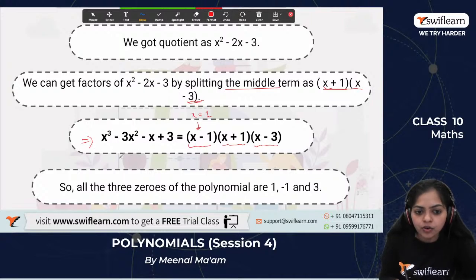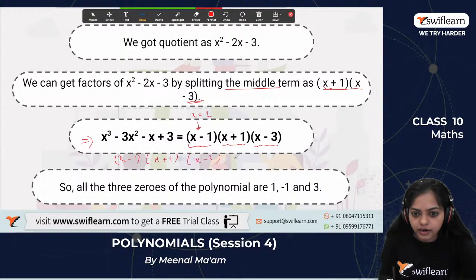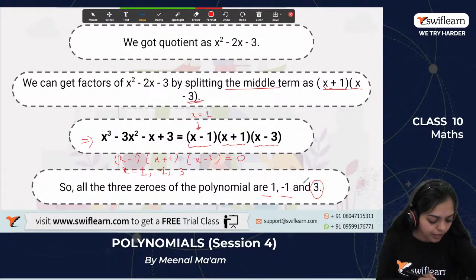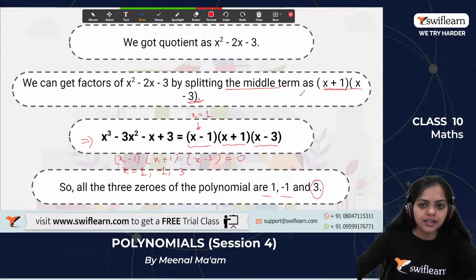And we know that if these are the factors, then the zeros are found by equating them to 0. So the values of x become 1, minus 1 and plus 3. So all the three zeros of the polynomial are 1, minus 1 and plus 3. Got it everyone? Okay. Till here any doubt?